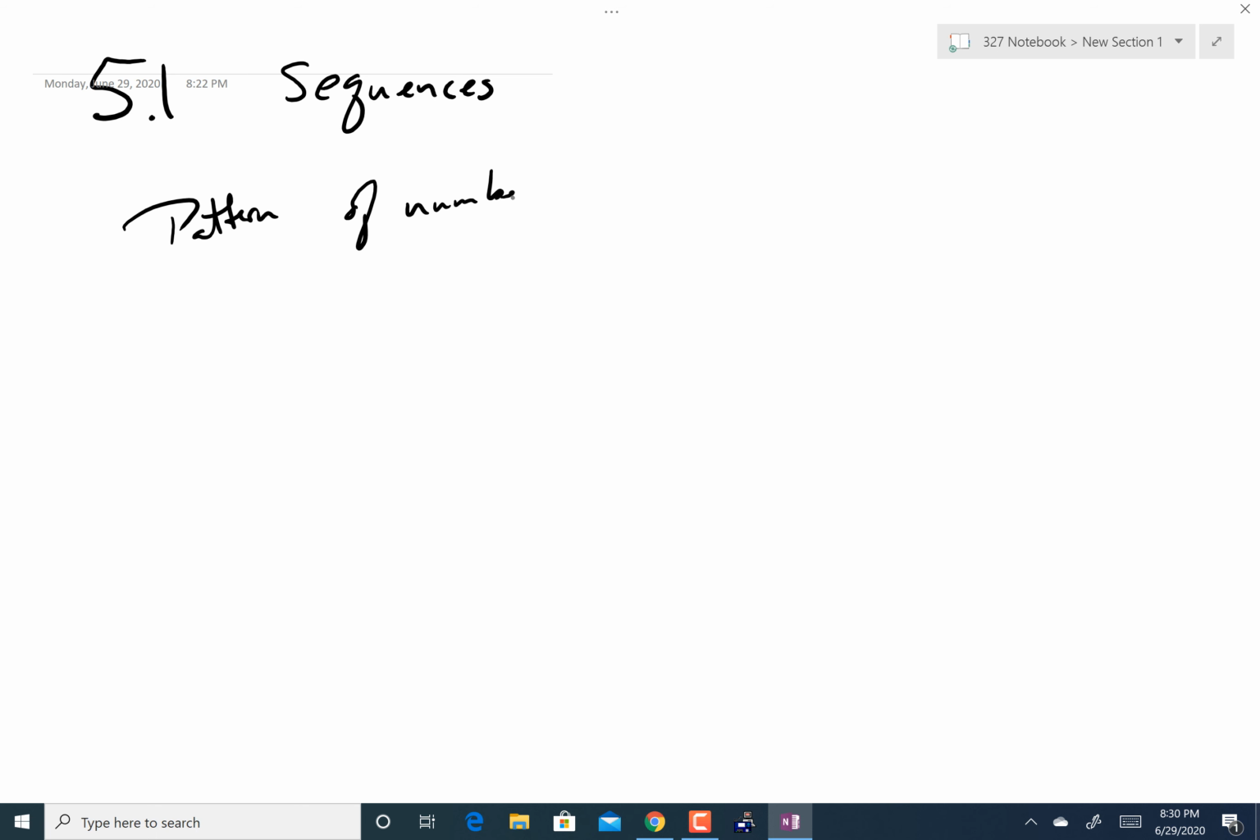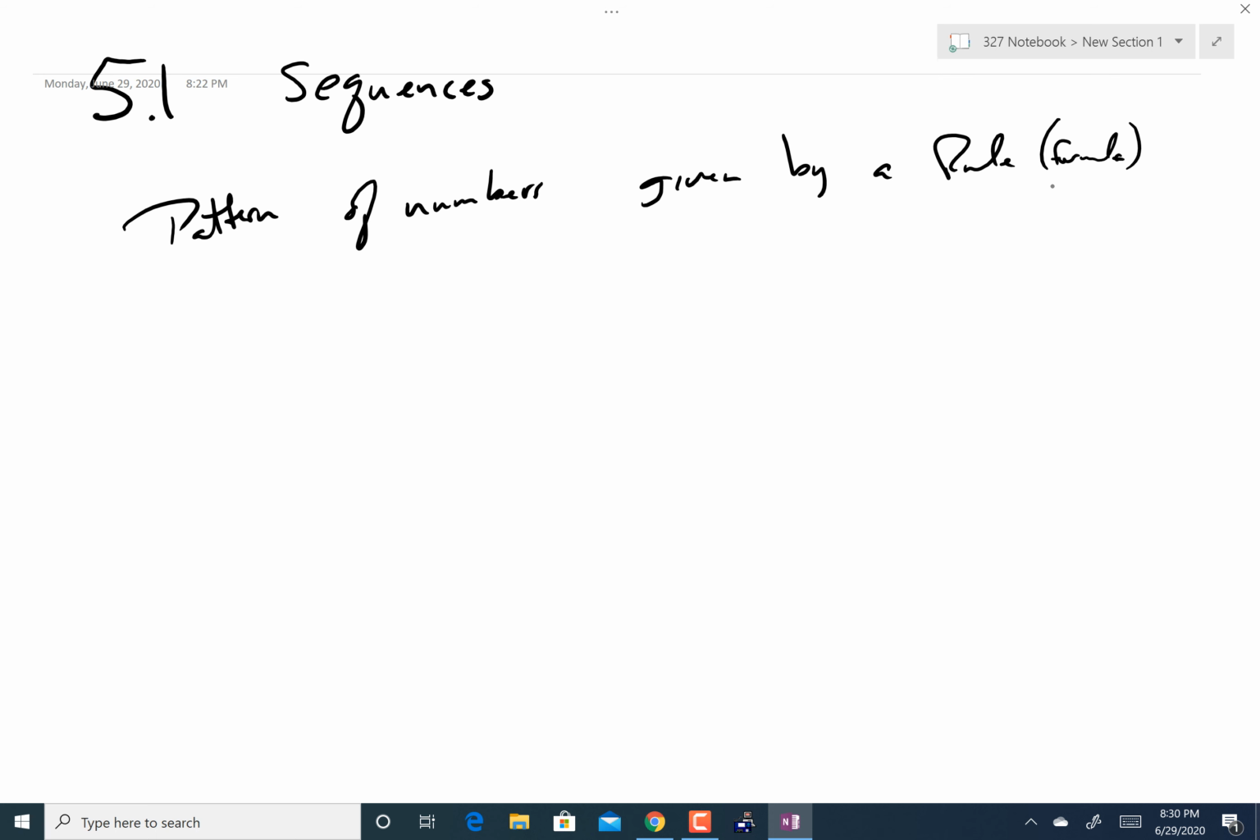All right, section 5.1 is all about sequences. Okay, so sequences, obviously the idea of just a pattern, specifically of numbers, given by a rule. If it makes you happy to say formula, that's cool.